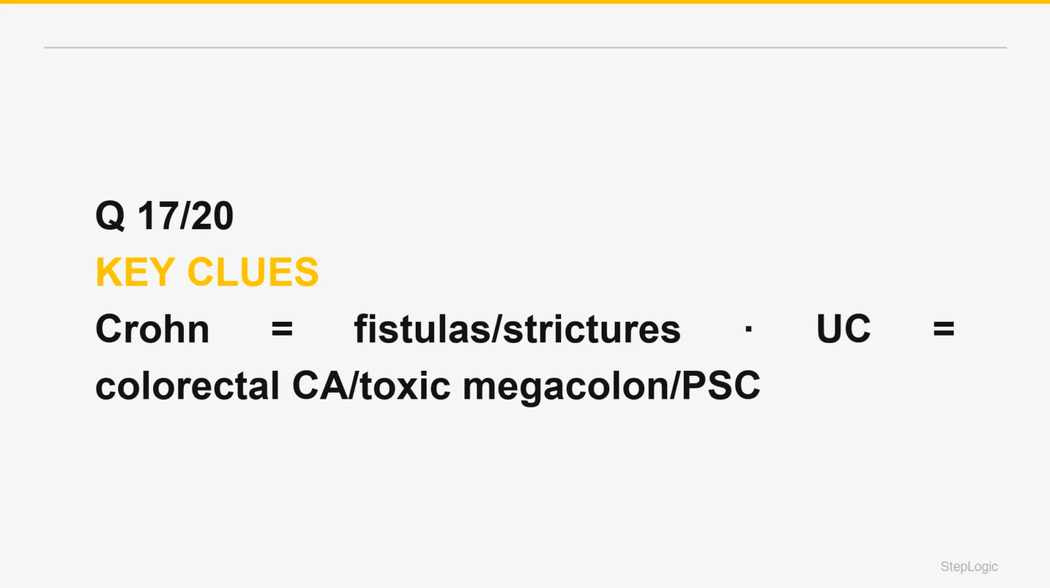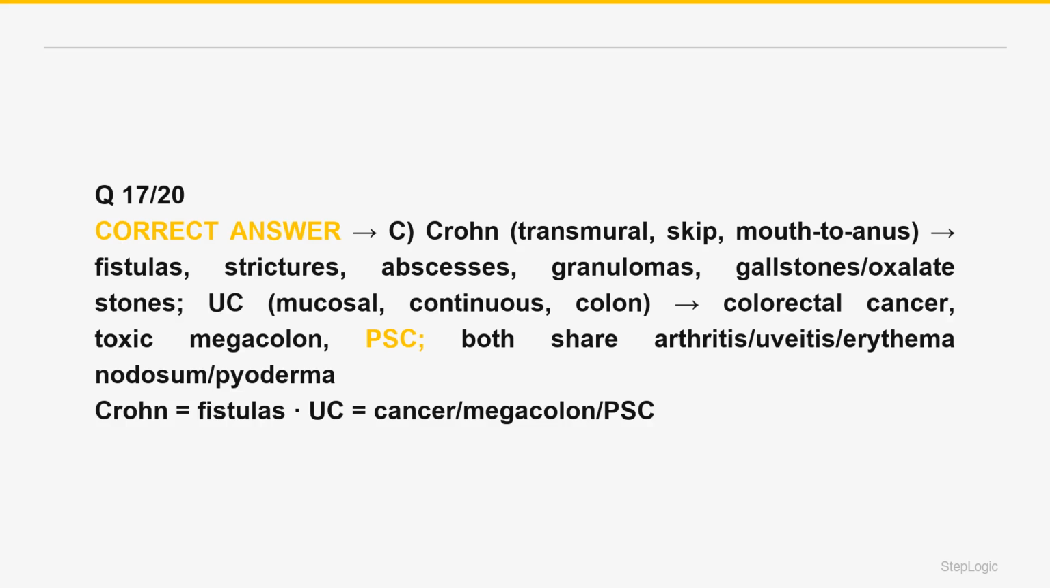This revisits inflammatory bowel disease from the complications and extraintestinal angle. Crohn's disease is transmural, full-thickness inflammation with skip lesions that can occur anywhere from mouth to anus, often the terminal ileum, and shows non-caseating granulomas. Its transmural nature produces the characteristic complications: fistulas, strictures, obstruction, abscesses, and perianal disease, plus malabsorption and gallstones from bile salt malabsorption, and calcium oxalate kidney stones. The correct answer is C.